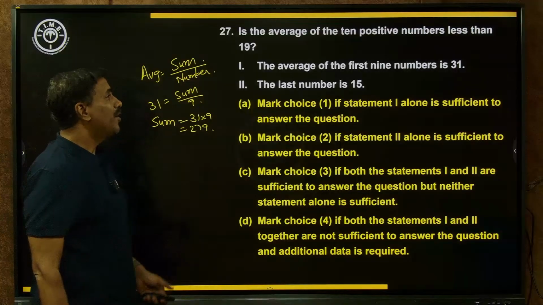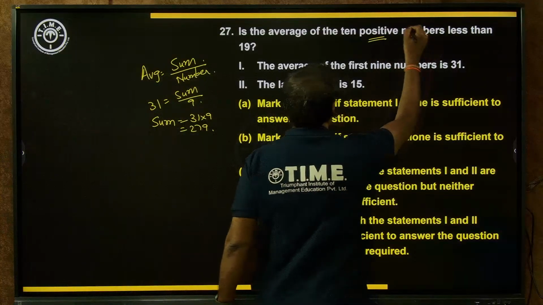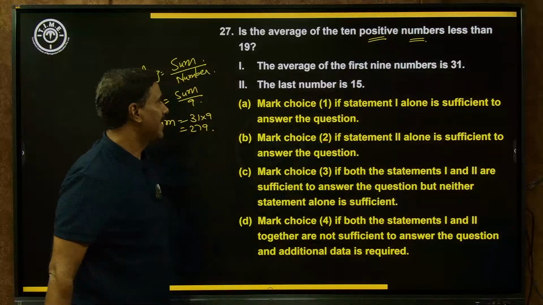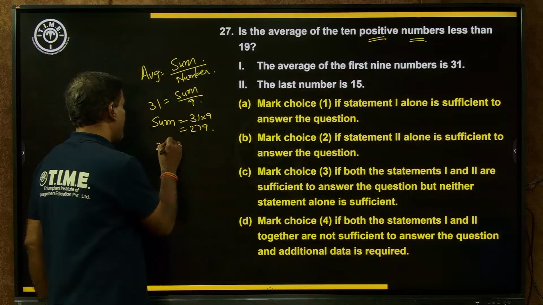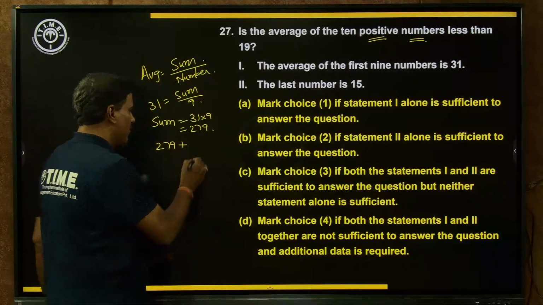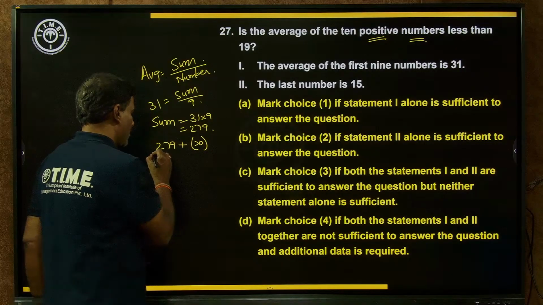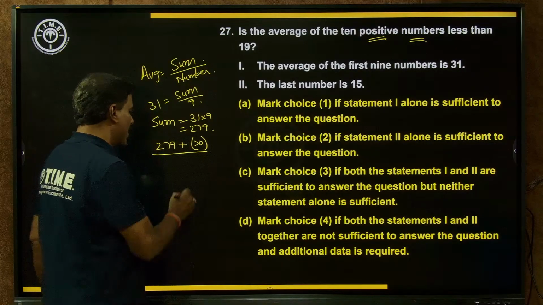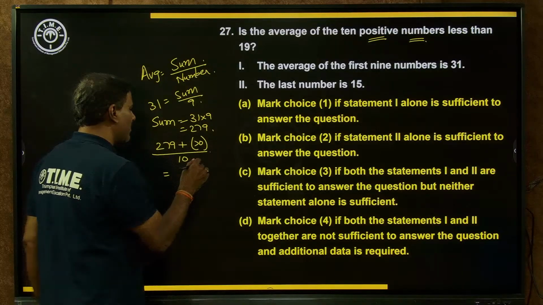Now we know those 10 integers are basically positive. There are 10 positive numbers he is saying, right or not? So if you consider the sum of the first 9, we have 279. If you add the 10th one, which is greater than 0, because we know they are positive numbers, and divide this by 10, 279 plus something which is more than 0 will definitely be greater than 279.